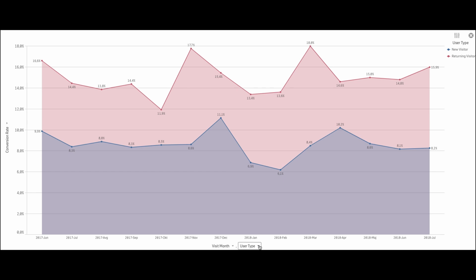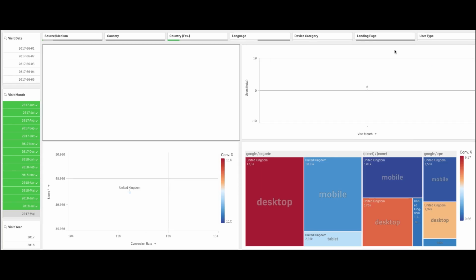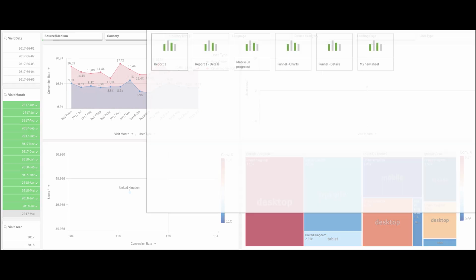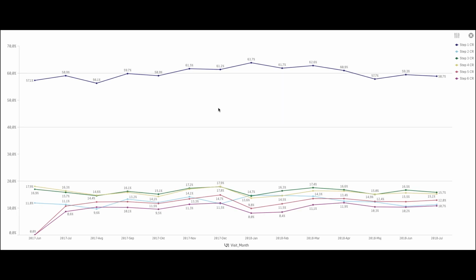What I'm going to do next is look in my booking funnel to see if I can identify what happened in this period on my UK market. So I'm going to change to another, more detailed report, basically my booking funnel report. I'm going to open my booking funnel visualization, and what I have here is step-by-step funnel conversion completion drops.